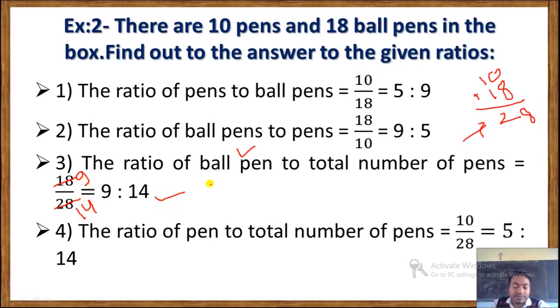This is the answer. Question number 4, the ratio of pen to total number of pens. Here you can see pen came first, so first we'll write the number of pens, which is 10, to total number of pens. Total number of pens just now we have found, 28. So 10 by 28. Now reduce the term. 2 5 is 10 and 2 1 is 2, 2 4 is 8. Then 5:14. 5 is the first term and 14 is the second term. So this is how we can find out the ratio. Understood?